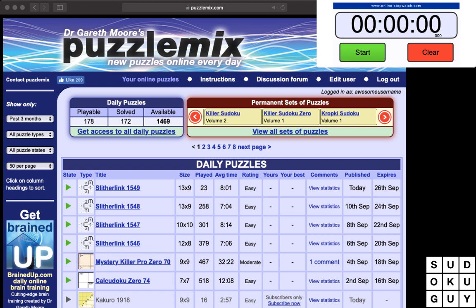Today I was gonna do some puzzle mix puzzles because I haven't in a while. But it looks like a lot of them are slitherlinks, which are maybe different enough from Sudoku that I won't do them. We'll see how I feel after I do the other two. It looks like we have a medium one and a hard one. So we'll start here and then maybe see what else I'll do.